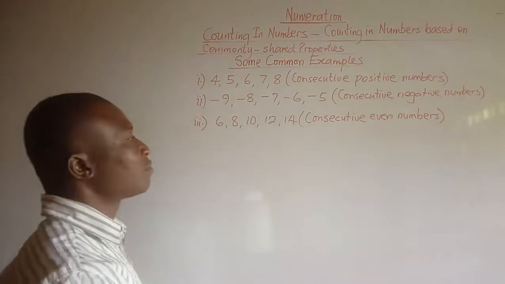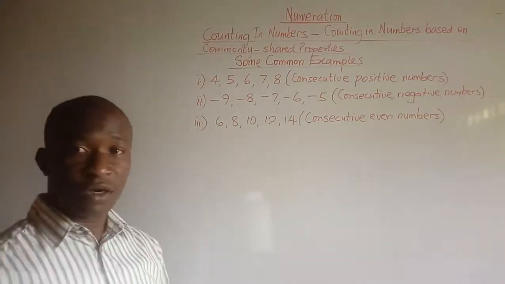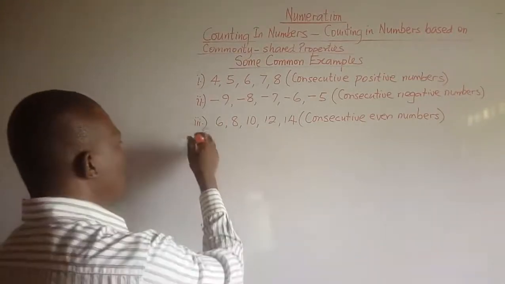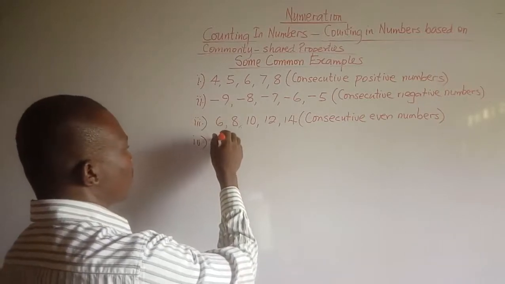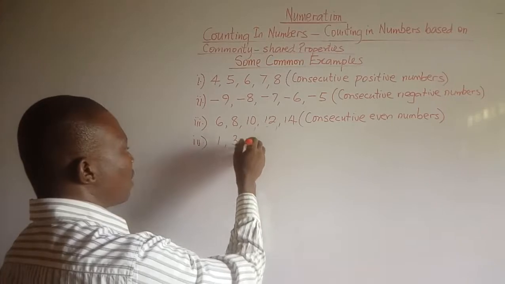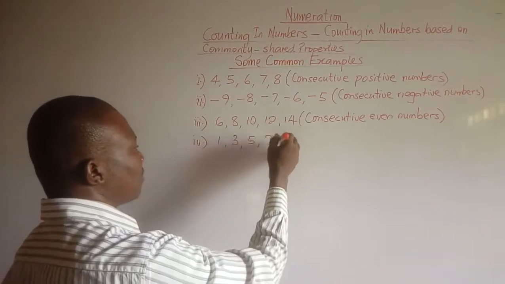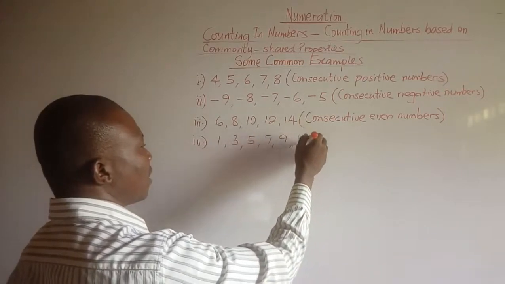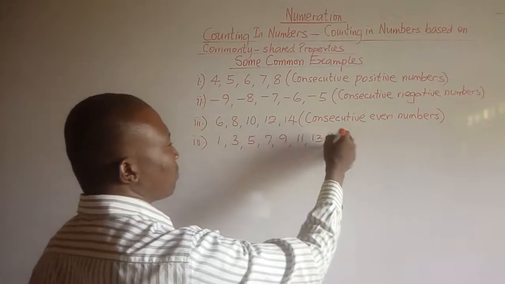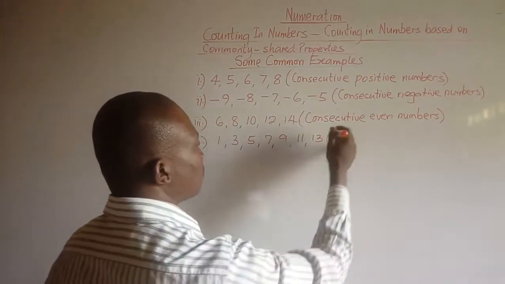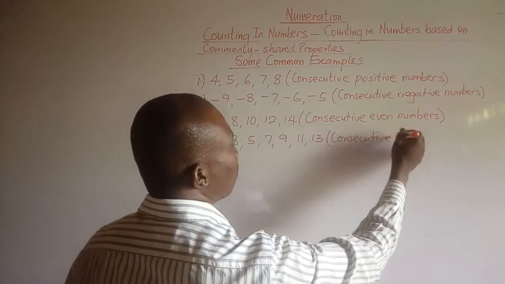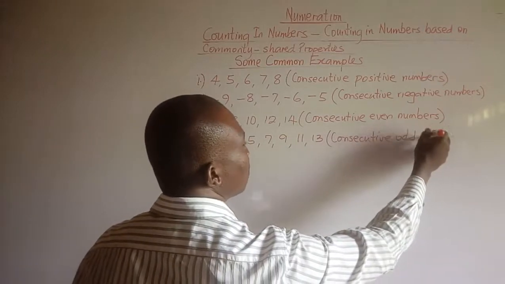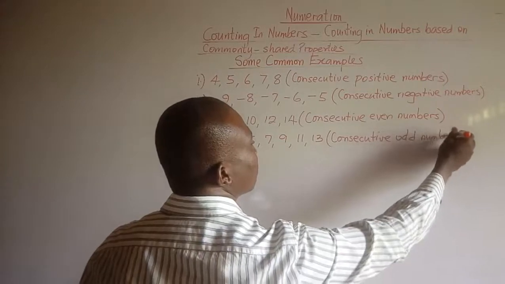Alright? We can also have consecutive odd numbers like 1, 3, 5, 7, 9, 11, 13. These numbers in this sequence form consecutive odd numbers.